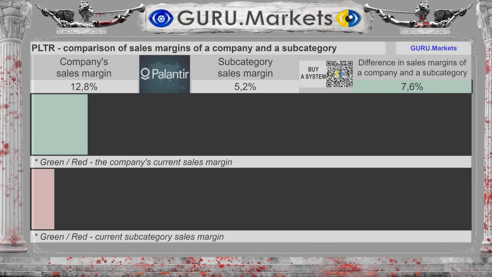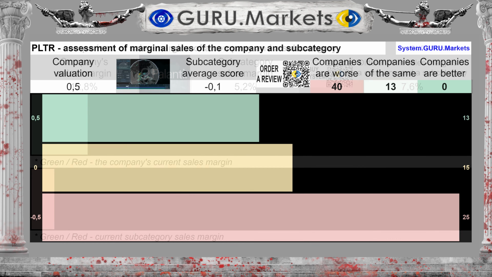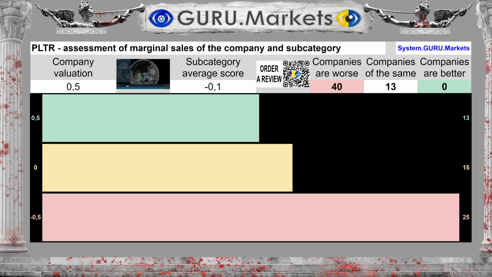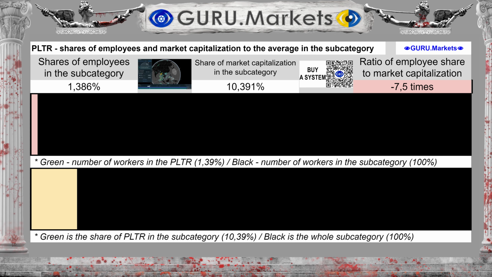The sales margin is 12.8%, with an average in the subcategory of 5.2%. The difference between the subcategory average and the company's performance is 7.5%. Assessment of sales profitability in comparison with indicators in the subcategory: good, 0.5 points. The company's share by number of employees in the subcategory is 1.386%.